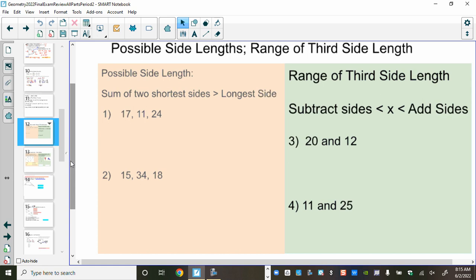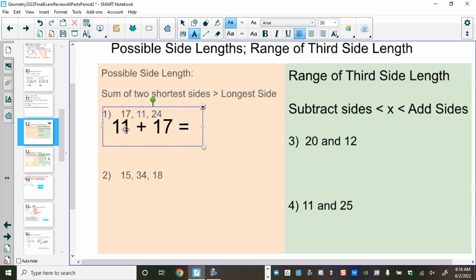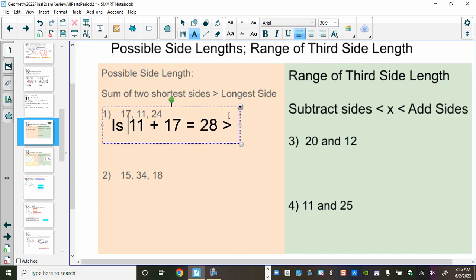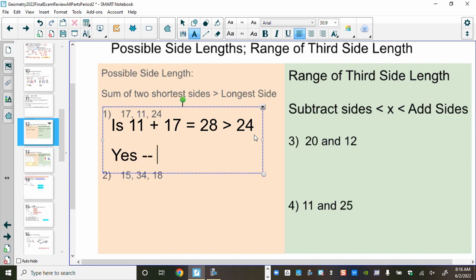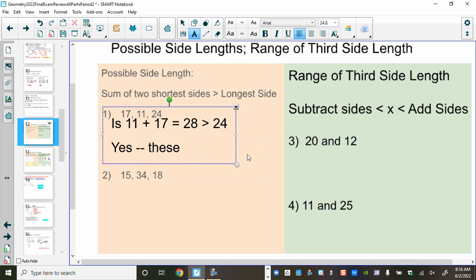So if you look at these three numbers, 17, 11, 24, what are the two smallest numbers? 11 and 17. Okay. If we add up 11 plus 17, well, what is 11 plus 17? 28. Now, is 28 bigger than 24? Okay, so then it works. Since that's a yes, this can be a triangle. So you can just write yes, can be triangle.